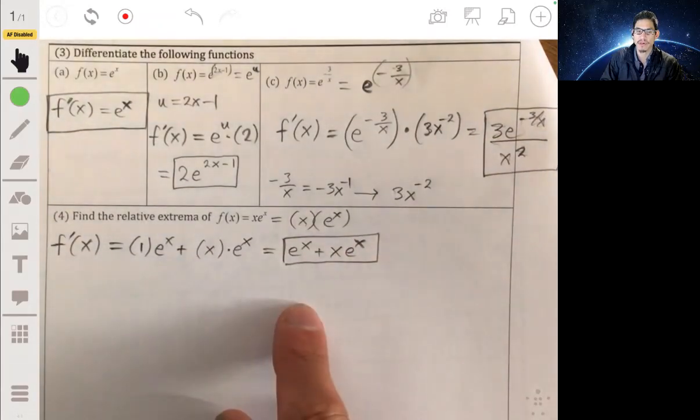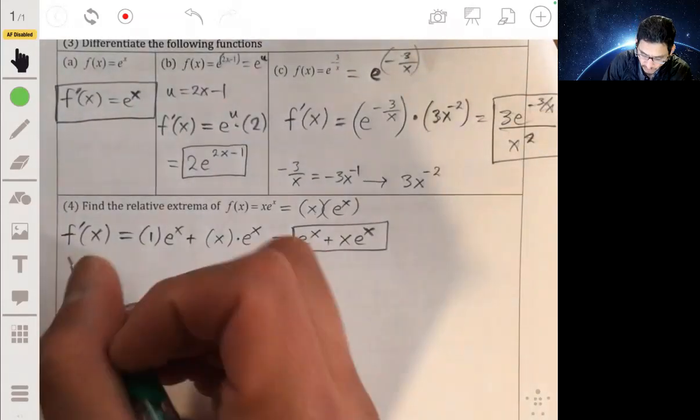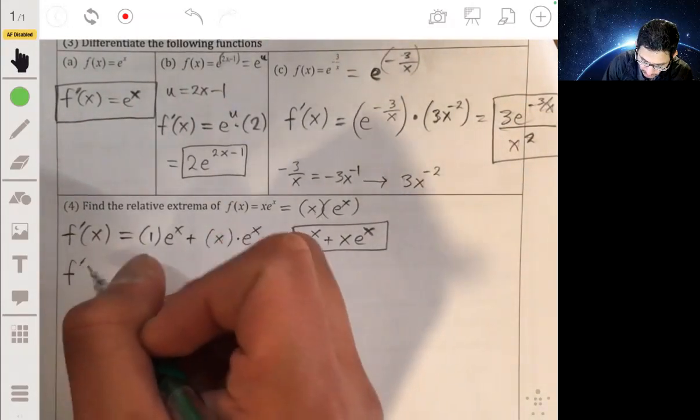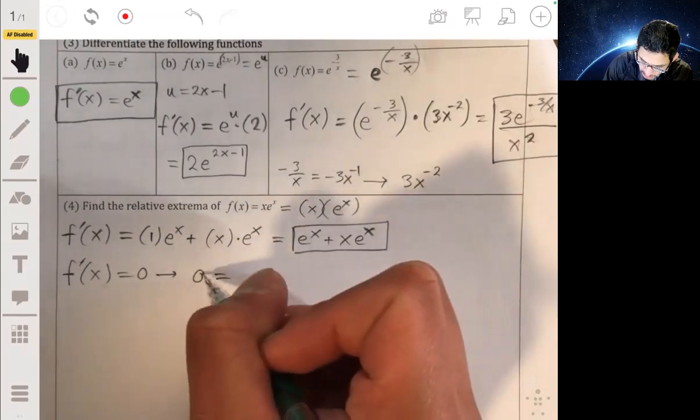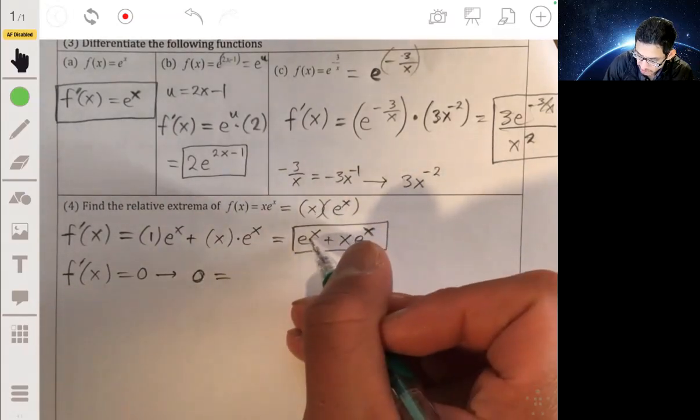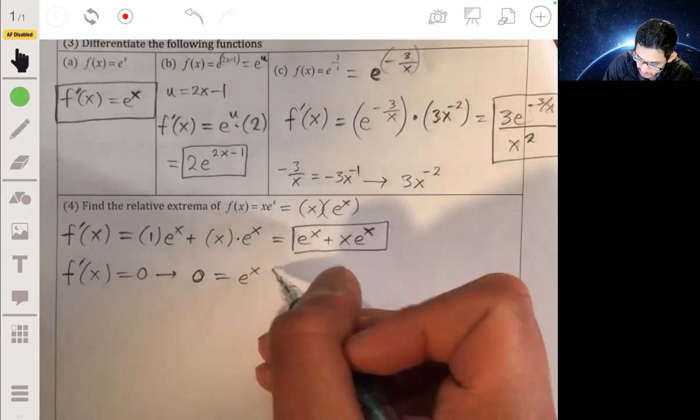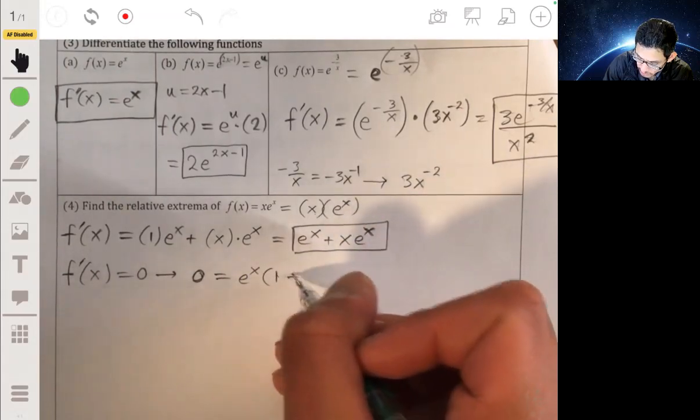But now we've got to find where the derivative is undefined or 0. We've got to find critical values. So where is f prime of x equal to 0? We're going to set 0 equal to this, and you can factor out e to the x from each of those. This becomes e to the x times (1 plus x).